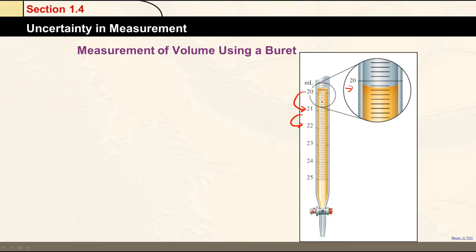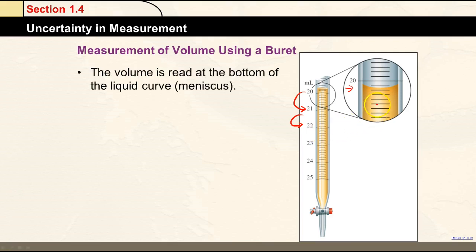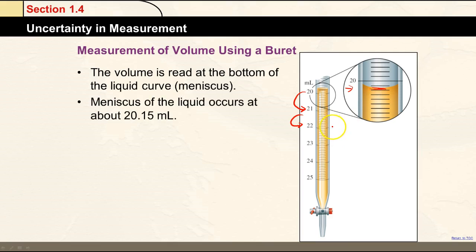Because our numbers are increasing as we go down the burette. So if we were to read this, remember we always want to read at the meniscus, right at the lowest part of our curve. And when we do that, we should get about 20.15. Now remember, we want one estimated digit. So the 3 that are not estimated, right?